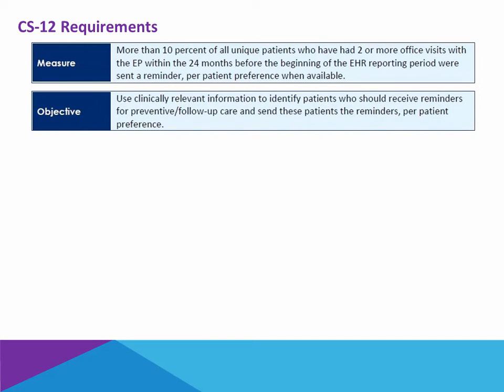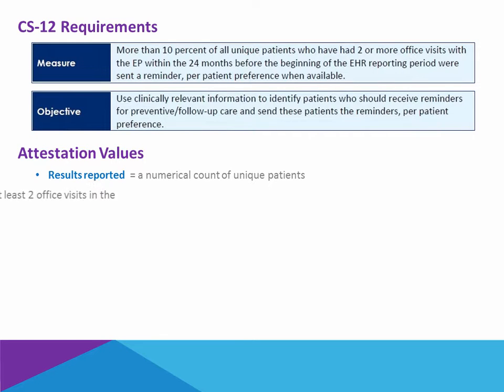Now, the objective of this is to use the information within the EHR to identify specific patients that need these reminders for preventive or follow-up care in order to send the reminders. Now, at the end of the reporting period for attestation, it is a numerical count of unique patients you will be demonstrating. So there will be a denominator and a numerator in the case of Core Set 12.